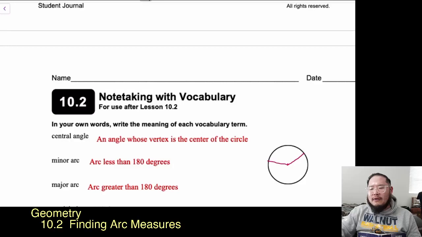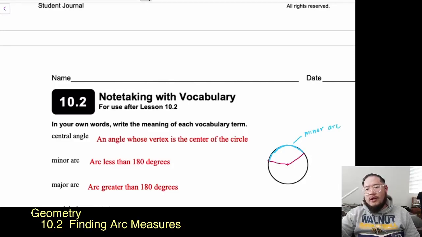The next term we have is minor arc, and I'm going to highlight or trace over this arc right here, and that arc happens to be less than 180 degrees. So this will be my minor arc right there. And think about it, 180 is a straight line. If I have a straight line, that would be your diameter. So if you see a diameter, then that means the arc is 180, or it's going to split the circle in half.